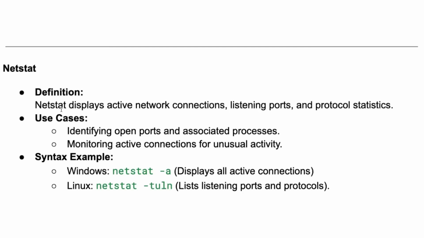Next, we have Netstat, and Netstat displays active network connections, listening ports, and protocol statistics. Active network connections fall under the established category. So when you see something with a status of established, that means it's an active connection that's going on. Then you can look for listening ports and protocol statistics, and we use this to identify the open ports and the processes associated with those ports.